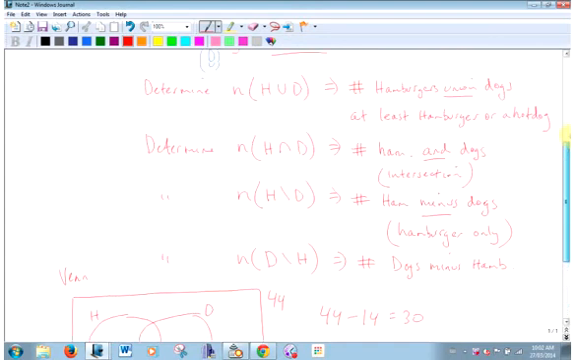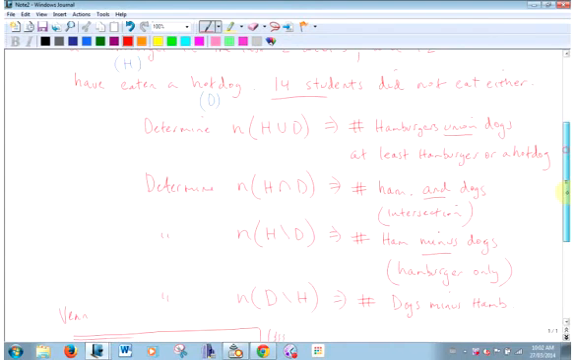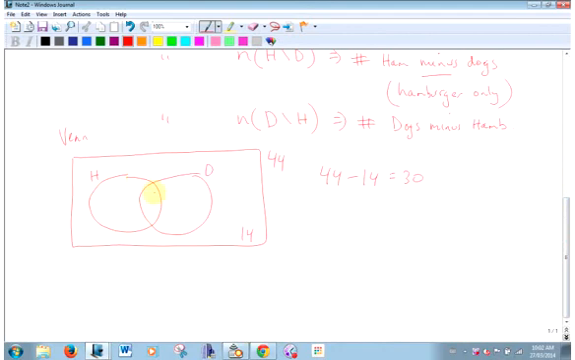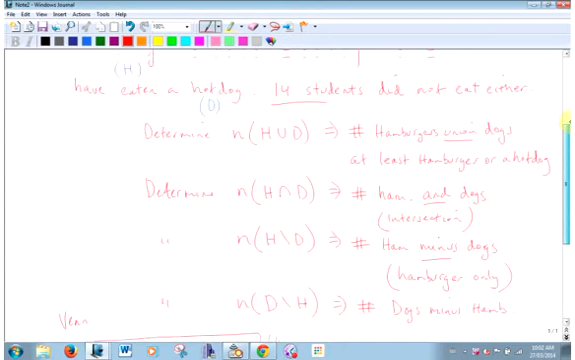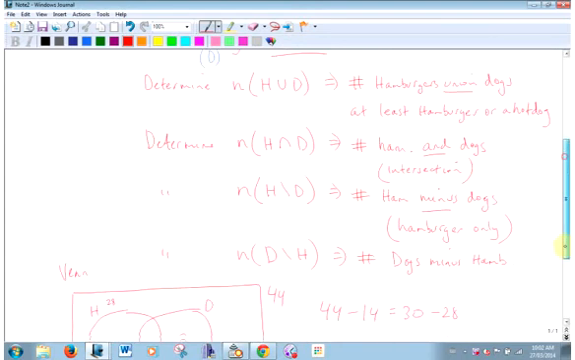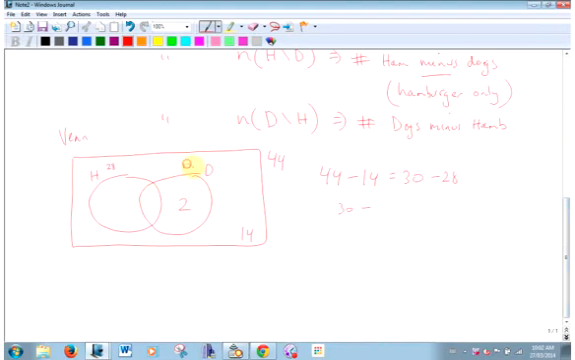But I do know what? I know 28 ate a hamburger or both. So this whole circle's 28. That means outside of that circle, this has got to be 2, right? That's the ones that just had a dog. They did not eat a hamburger. Also, out of that 30 kids, I do know that 12 of them ate a hot dog. For D, 12 of them are here. That means how many just had a hamburger? 18 kids.